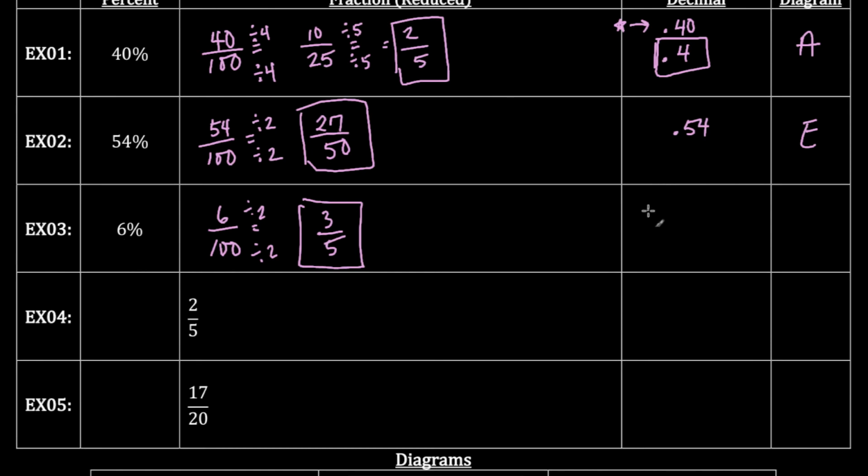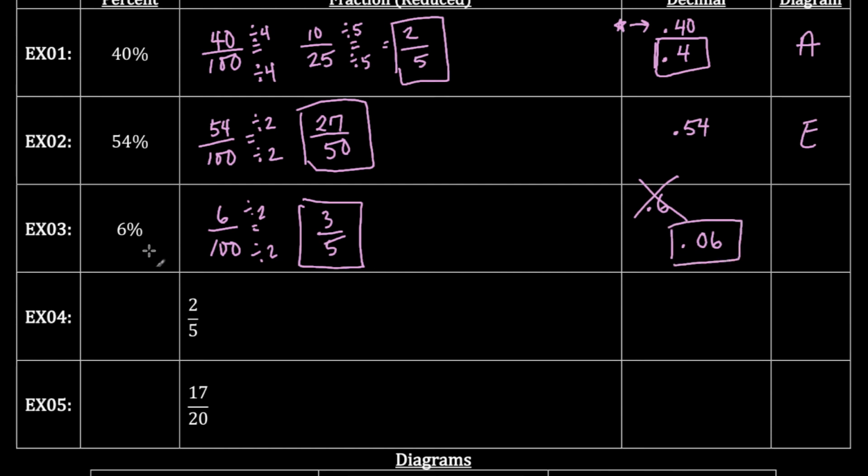So it's not 0.6. This is wrong, because that would be 60, right? It's 0.06. 6 hundredths. Remember, 6 hundredths. This one would be 6 tenths. That's wrong. This is what we want.